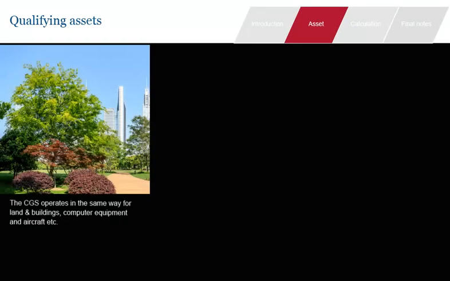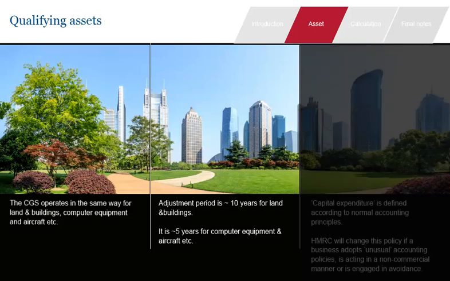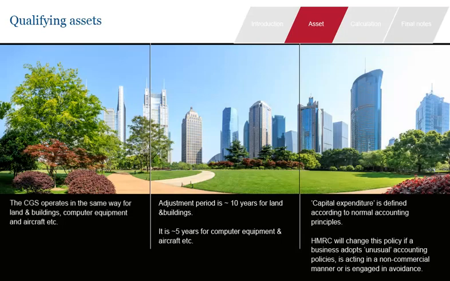The CGS operates in the same way for all three asset categories, with one difference being that the adjustment period is about 10 years for land and buildings and about 5 years for computer equipment and aircraft, etc. As mentioned earlier, capital expenditure is defined according to normal accounting principles. HMRC would only change this policy if a business adopts unusual or non-commercial accounting practices, or they thought that there was some avoidance going on.